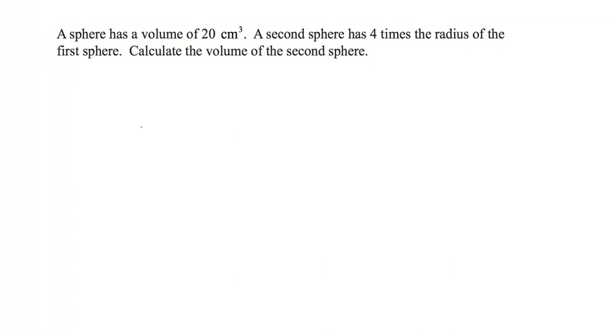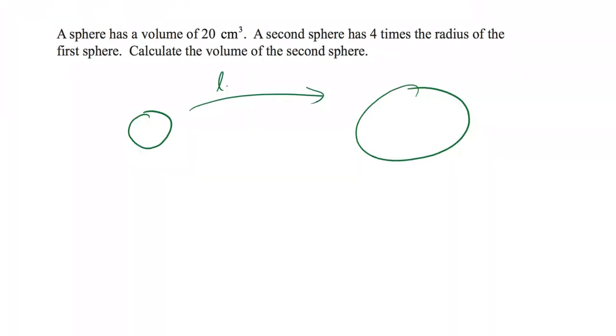Okay, so let's just draw a little picture to help us. So we know that we have a linear scale factor, and that is 4, isn't it? A second sphere has a radius 4 times the first sphere. So radius is a length. That means linear. So the original linear scale factor is 4. So that means that the volume scale factor is going to be 4 cubed, which is 64.